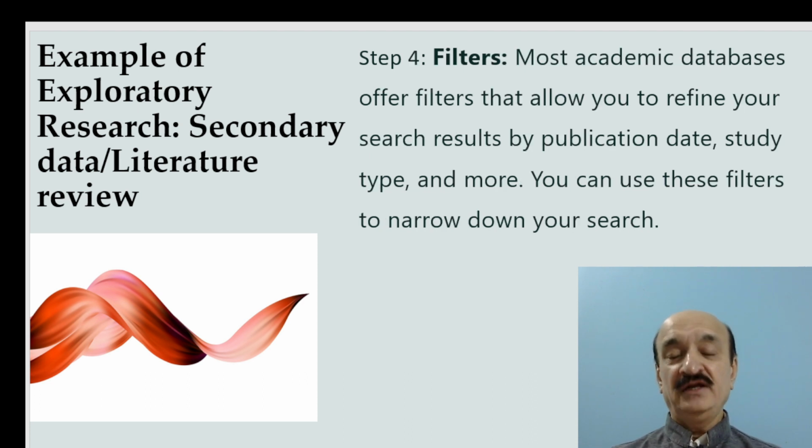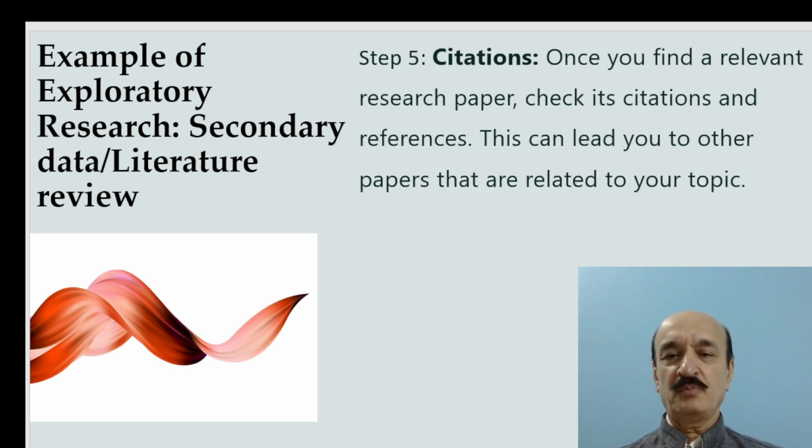Then you can use filters in step 4. Most academic databases will offer you these filters and you can refine your search results by publication dates. Very old research papers may not be relevant to you. Then the type of study, like whether it's a case study analysis or it's a causal research, and anything more about it can also be understood. You can use these filters again to narrow down your search. The basic objective is to get specific content about your research topic.